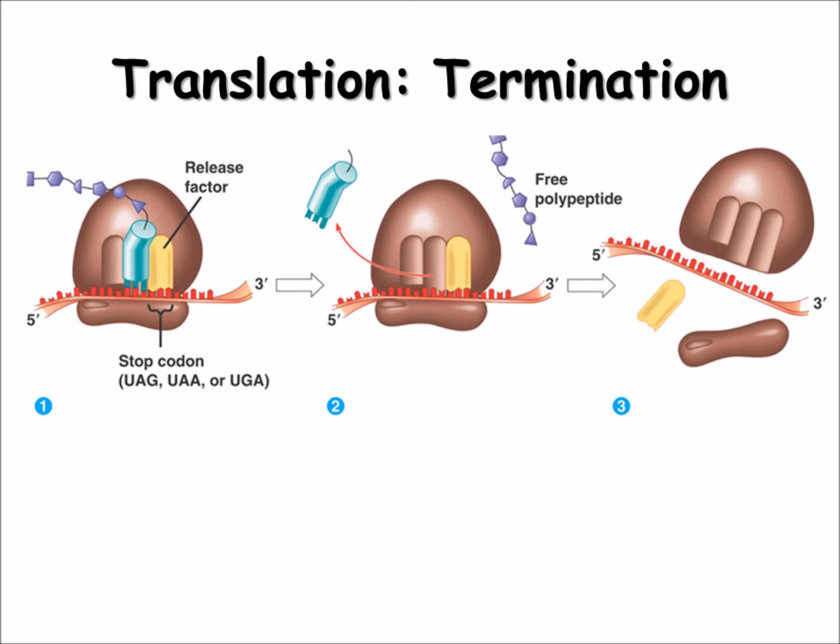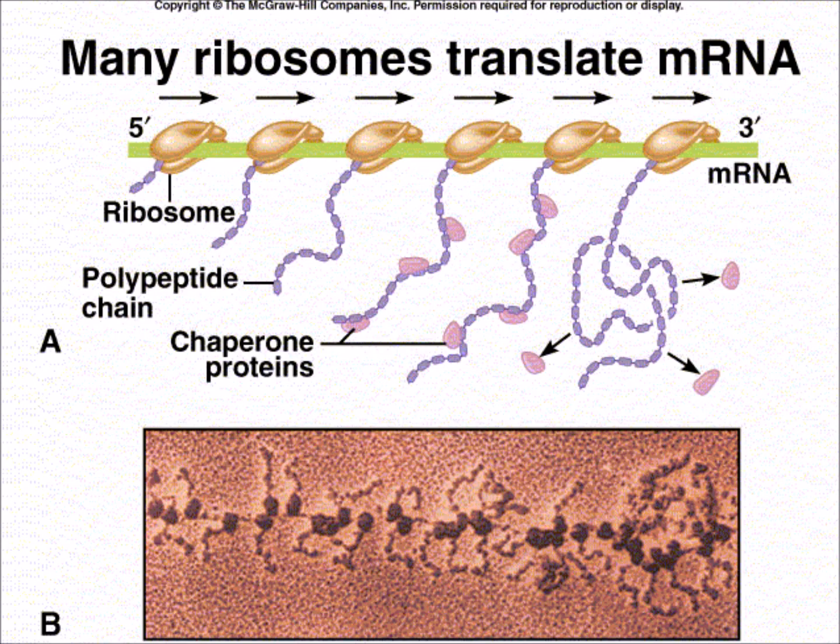Then a release factor binds to the stop codon. The polypeptide chain that is formed is released. And then the ribosome subunits dissociate. And what happens to the polypeptide? The proteins fold. They are folded and relocated.